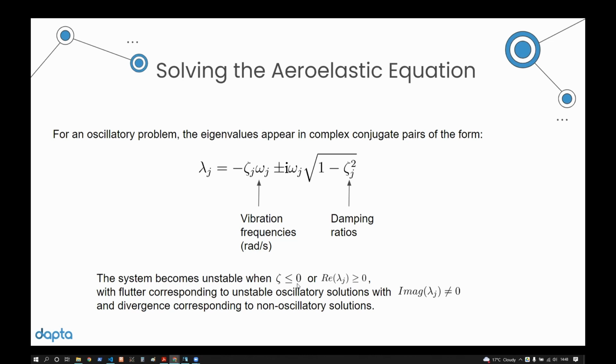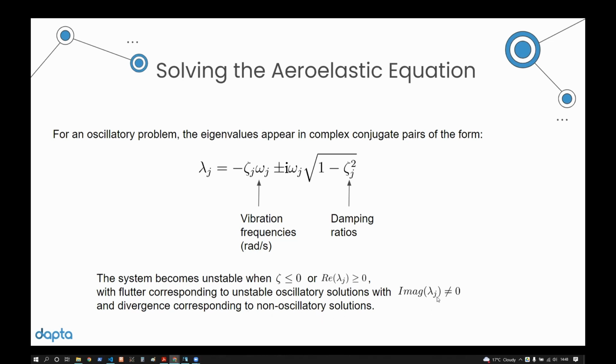So if the damping ratio is 0 or negative, then we have an unstable system, which also corresponds to eigenvalues which have positive real parts. Flutter in particular corresponds to any unstable solution that has an oscillatory part, so anything that has a non-zero imaginary eigenvalue part. And divergence corresponds to the non-oscillatory solutions.